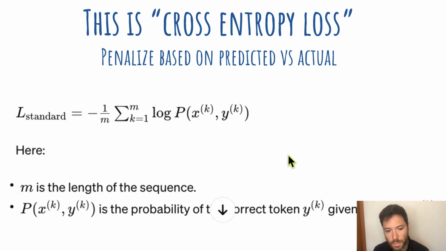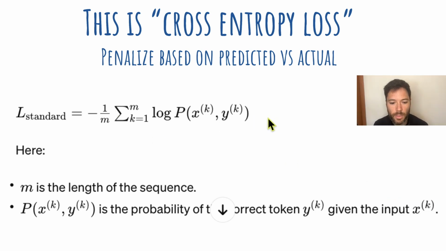And this is cross-entropy loss. You can see the mathematical formulation here. You have m, the sequence length, and you have this probability here of the correct token given a certain input. So by looking at the probability of the next token and seeing what that probability is compared to what it actually was, you can make an adjustment to the model through what's called backpropagation and move the probabilities towards where they should have been.